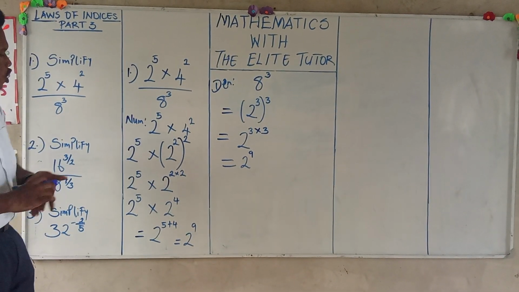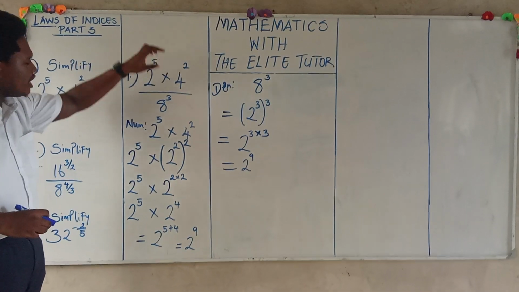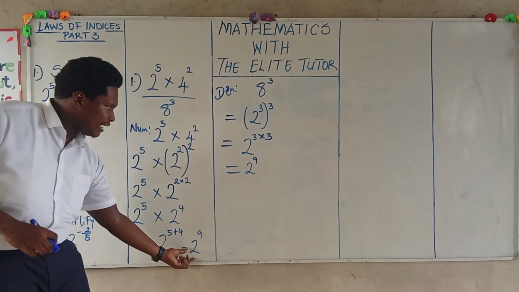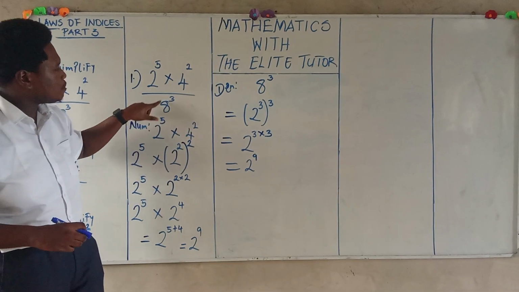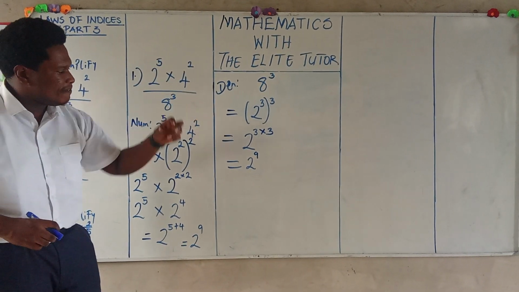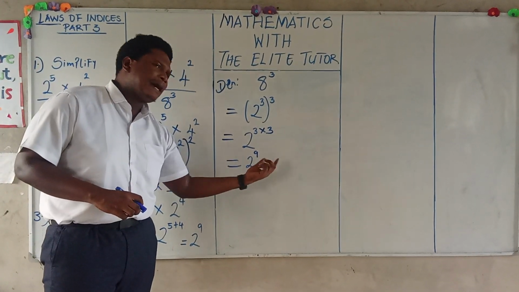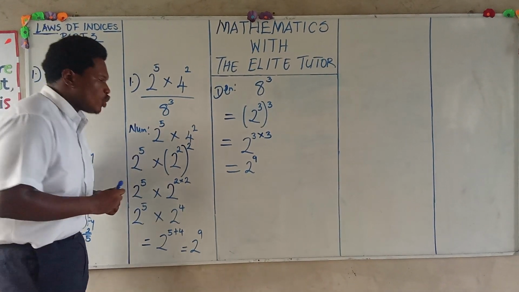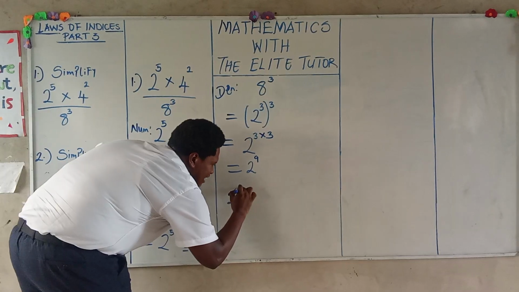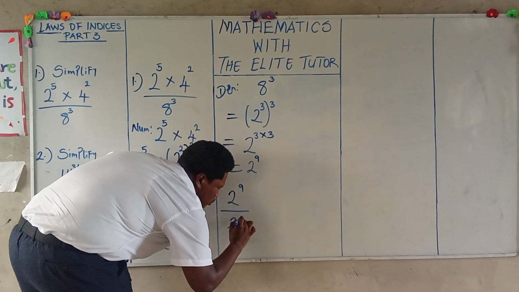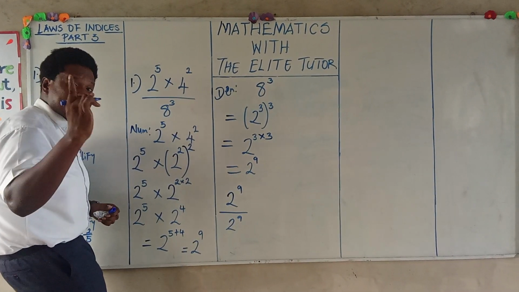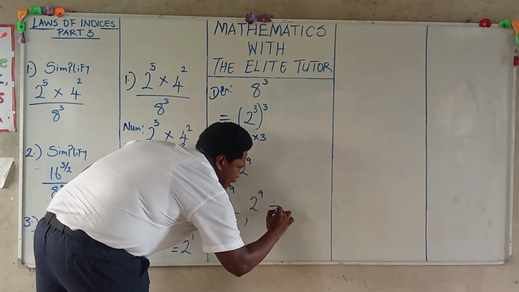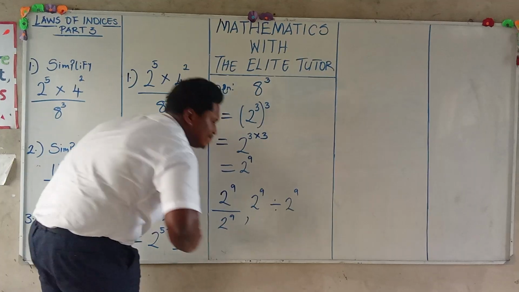So don't forget, we've been able to solve that our numerator gave us 2 raised to power 9, and our denominator, which is 8 raised to power 3, after undergoing simplification, has given us 2 raised to power 9. Don't forget, this is a division sign. So we now have 2 raised to power 9 divided by 2 raised to power 9.